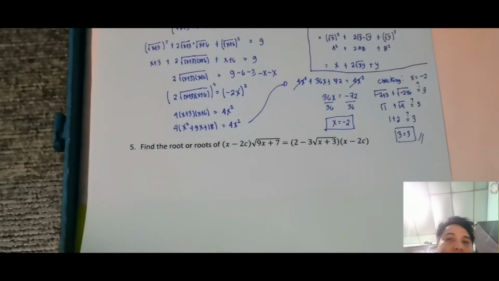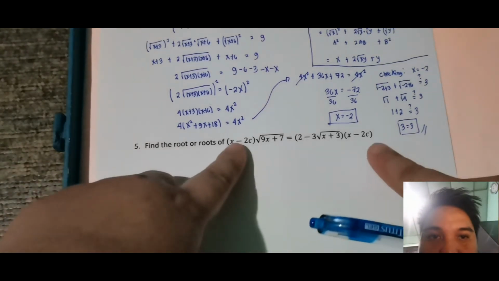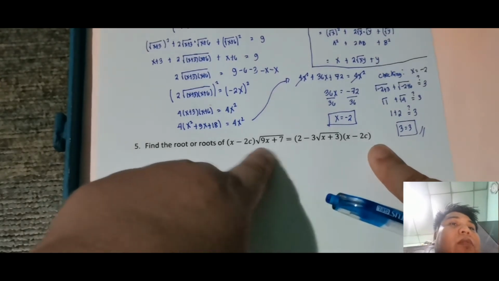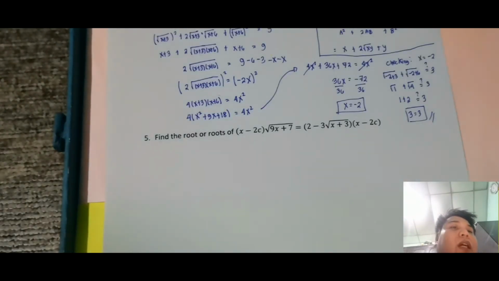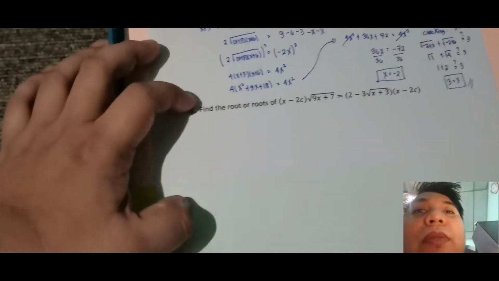So number 5, find the root or roots of x minus 2c times square root ng 9x plus 7 equals 2 minus 3 square root ng x plus 3 times the quantity of x minus 2c. Okay, so obviously sir, may parehas sa x minus 2c. Kasi isang term po ito nakamultiply doon, isang term to nakamultiply doon. So possible pwede natin makancel x minus 2c. Okay, so divide both side by x minus 2c.